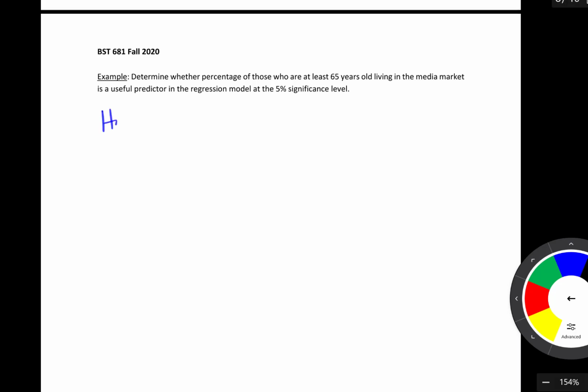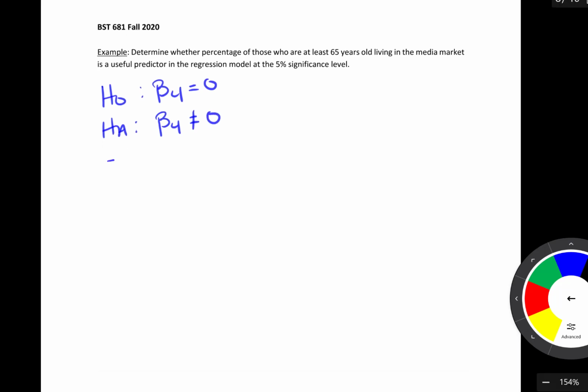So for this hypothesis test, since we are interested in those that are at least 65 years or older living in the media market, that was our fourth predictor. So here we're interested in beta 4. Under the null we assume that it's equal to 0, and under the alternative we're going to try to prove that it's not. So for our test statistic in this case, we're going to go back up to our SAS output.